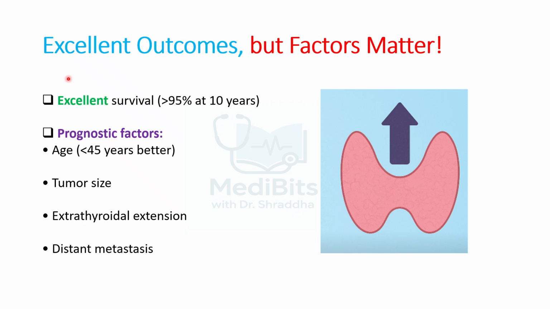So students, now the good news. PTC has an excellent prognosis. More than 95% survival at 10 years. But prognosis is best if the patient is young, tumor is small, and there is no spread beyond the thyroid. On the flip side, older age, larger tumors, or aggressive variants make the outlook worse.